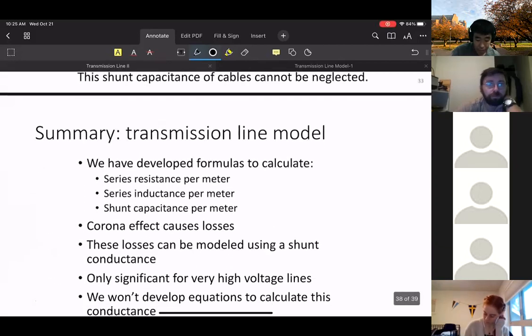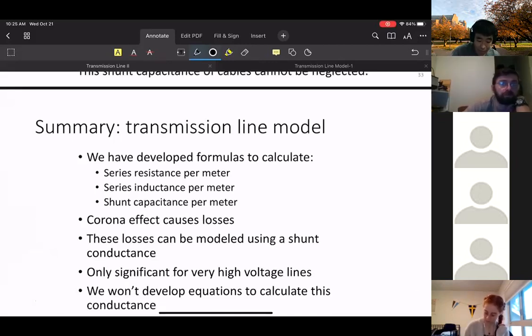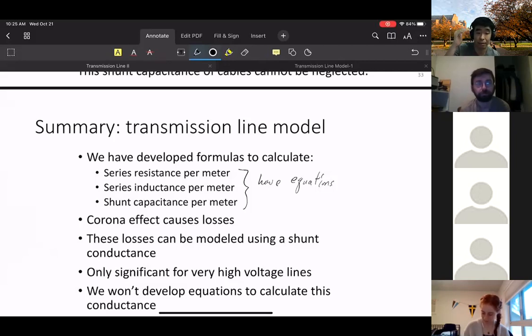So in summary, for our transmission line models, we have equations to calculate the resistance per meter, the inductance per meter, and the capacitance per meter. There is also a shunt conductance. For shunt conductance, if we have it, we'll just state the value, because that's a slightly harder calculation to do. Shunt conductance comes from the fact that once you have a field, you also conduct a little bit of current, and that current looks like it's going through a resistor. That is normally very, very small for most lines you see.